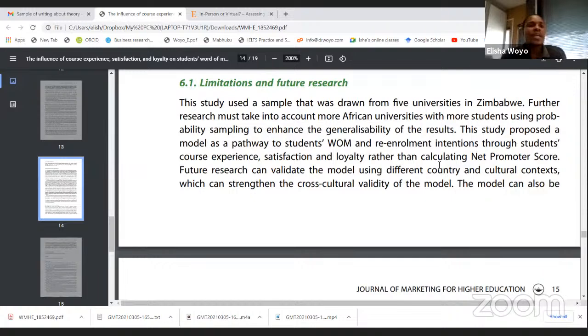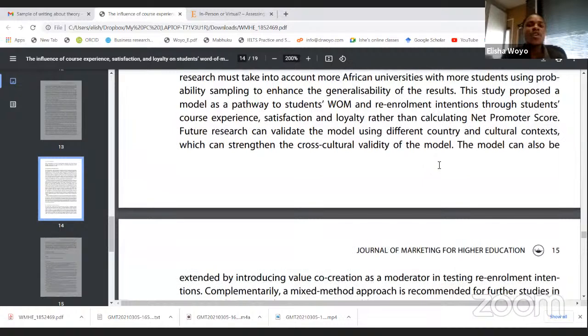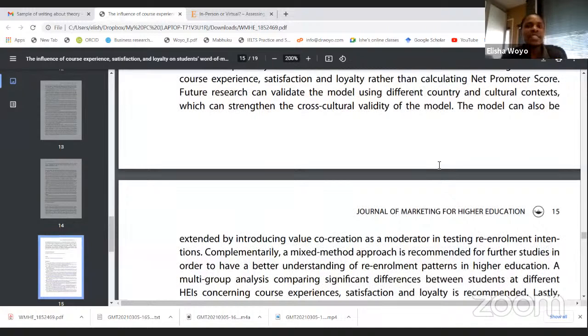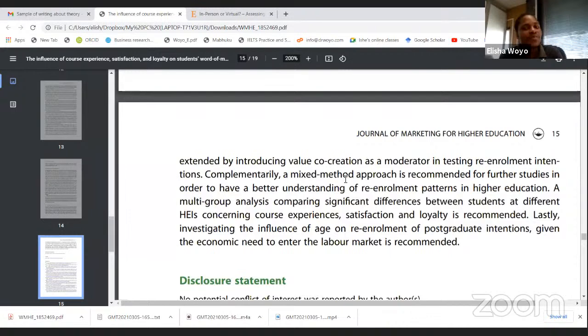So we are saying future studies, if you want to extend this conversation, please continue by using the net promoter score. Future research can also validate the model we developed using different country and cultural contexts, so that in the end we have cross-cultural validity of the model. A mixed method approach is recommended for further studies in order to have a better understanding of re-enrollment patterns in higher education. So if you are able to identify the limitations of your study, you need to flip those and convert them into recommendations for further research. Okay, thank you so much. You are welcome.